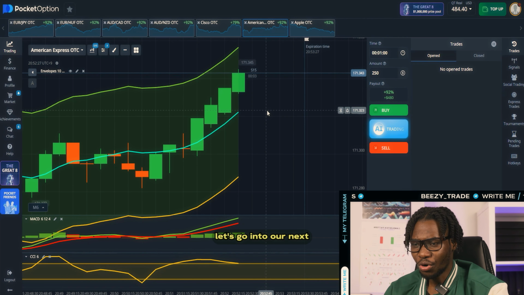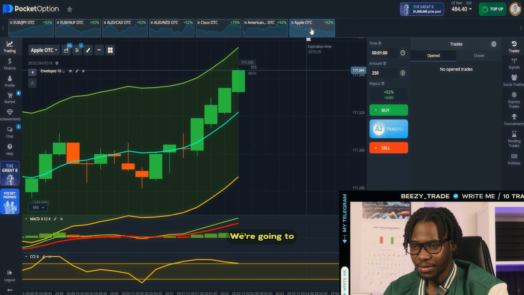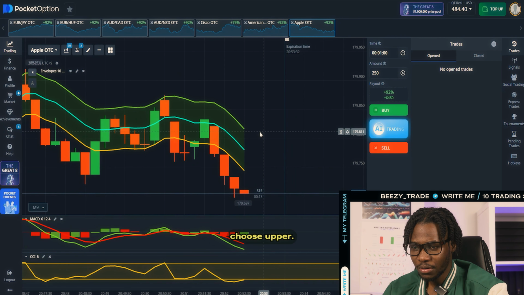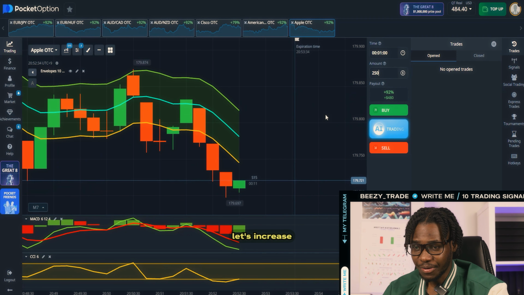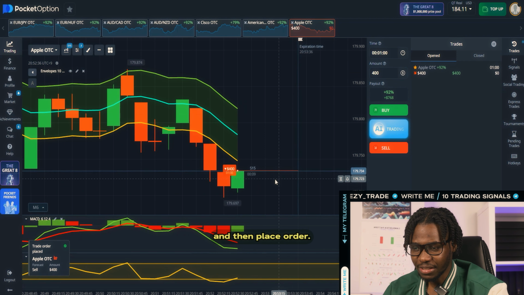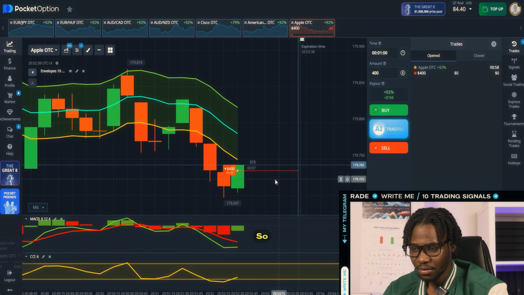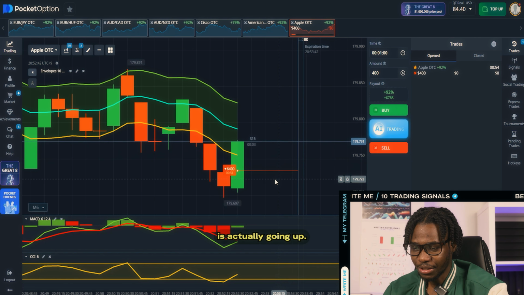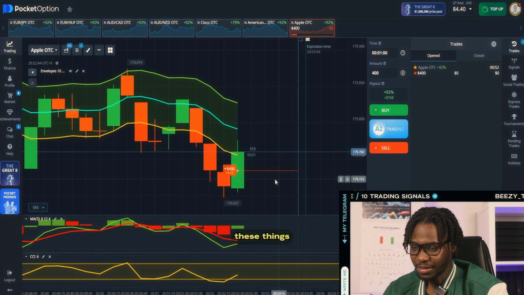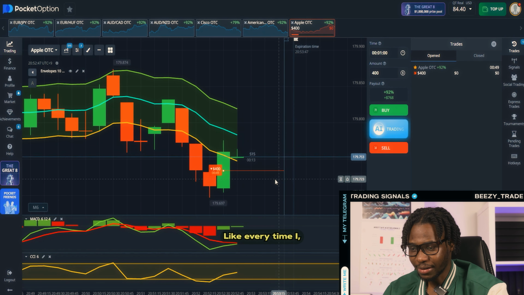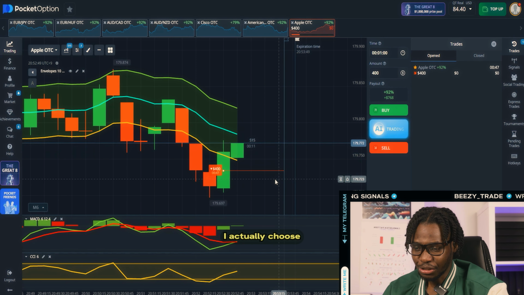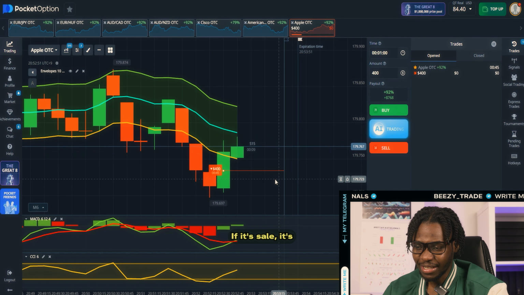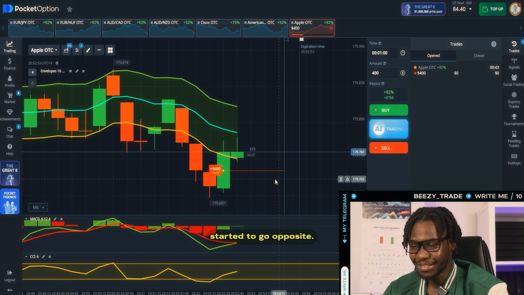So right now let's go into our next trade. Here we're gonna choose Apple, and then here let's increase the amount to $400, and then let's place our trade on sale. We have placed our trade on sale, and the market is actually going up. I don't know why these things keep happening. Every time I choose the entry point, if it's sell, it actually starts to go the opposite way.